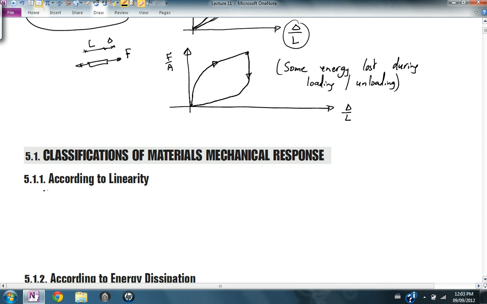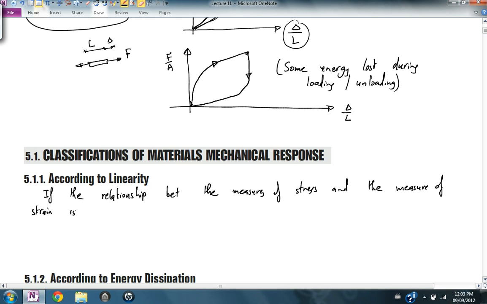If the relationship between the measures of stress and the measures of strain is linear, then this material is a linear material. Otherwise, it's not linear.